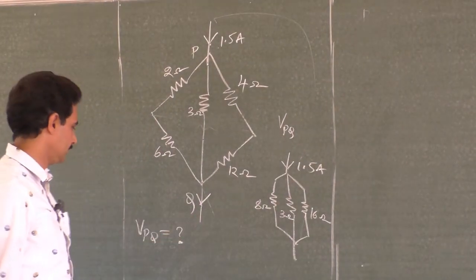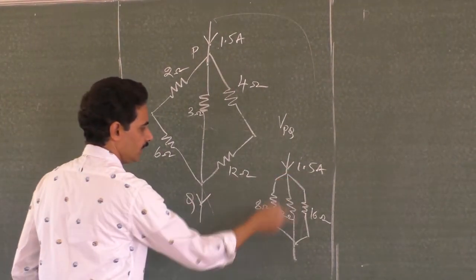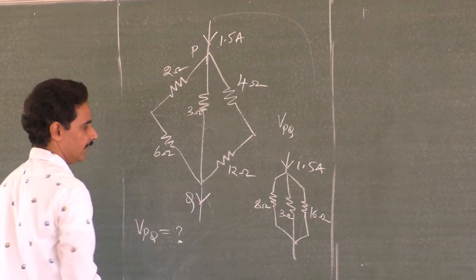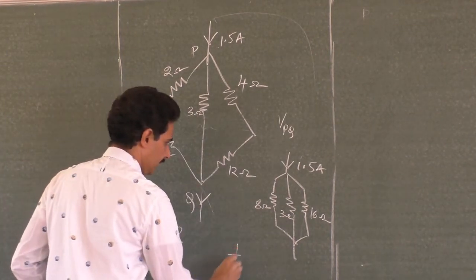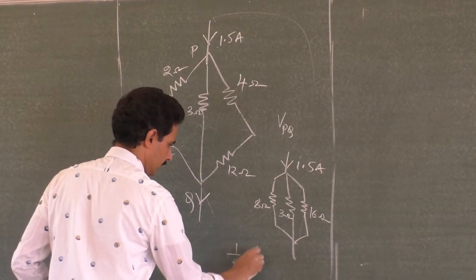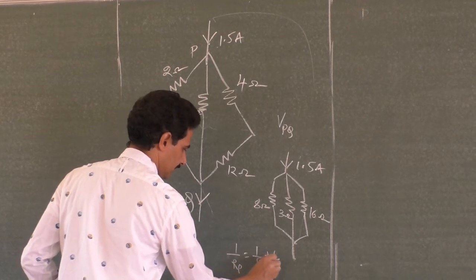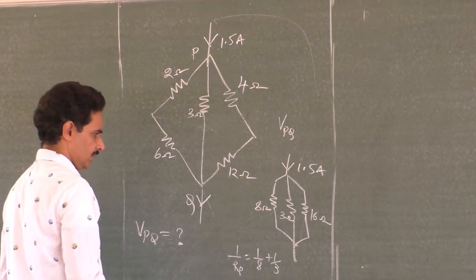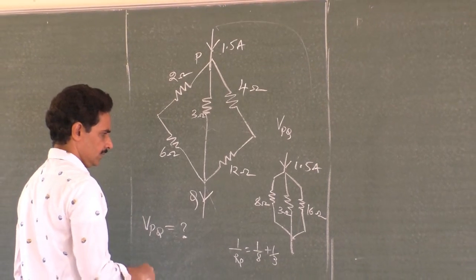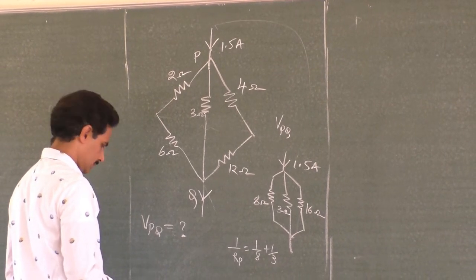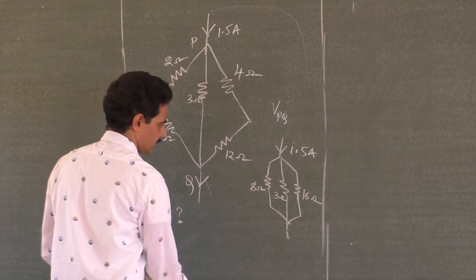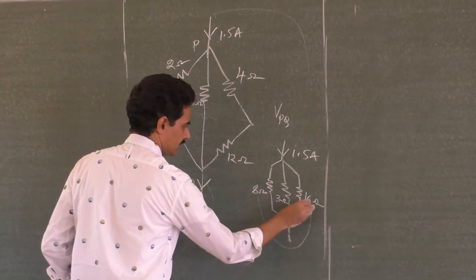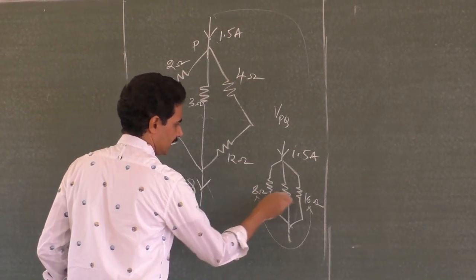Now what is the equivalent? That we will find out. Then I into R, that's all. So V equal to IR. What is R? 1 by Rp is equal to 1 by 8 plus 1 by 16 plus 1 by 3. Or do you have any direct method? Yeah, I think it is possible, right? First you make a parallel combination with these two, and then with the remaining one.